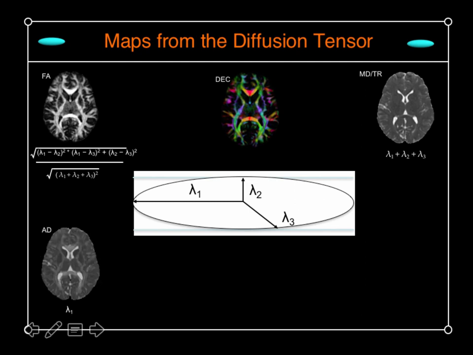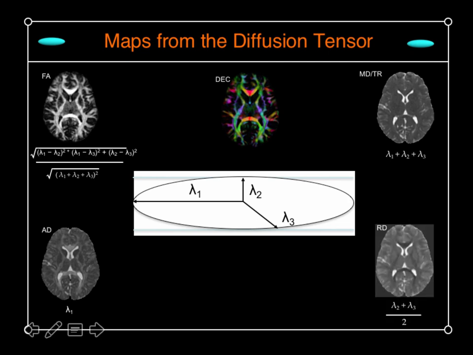Axial diffusivity describes the diffusion that is going in the principal direction. And radial diffusivity is the diffusion that is in the direction orthogonal to the principal direction of diffusion. And so these have been suggested as proxies for measuring things like myelin and so on and so forth. So this is what people have been using if you're living in the world of diffusion tensor imaging.